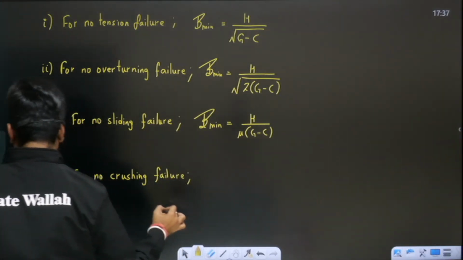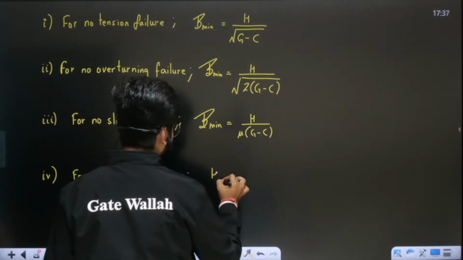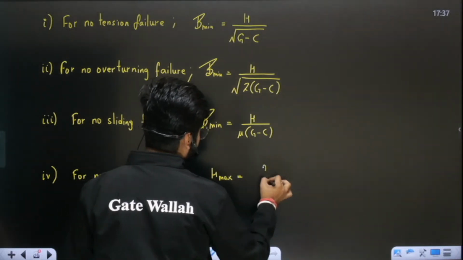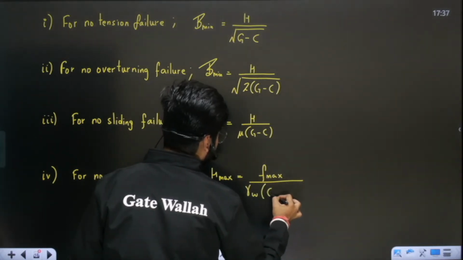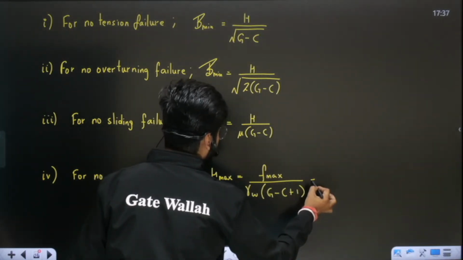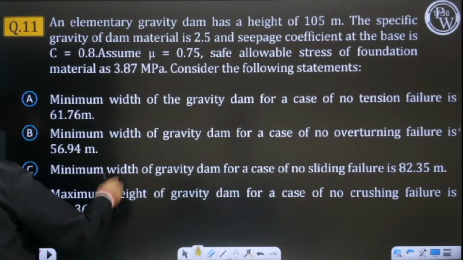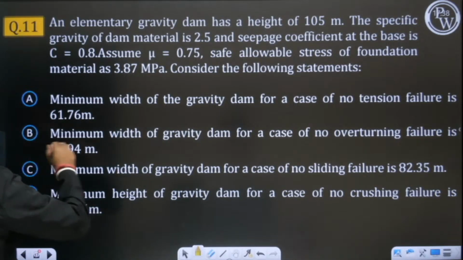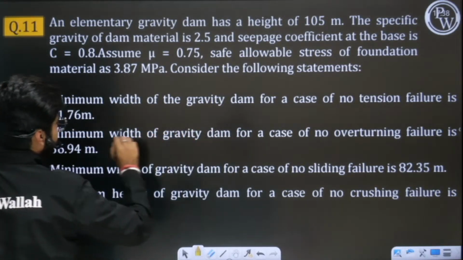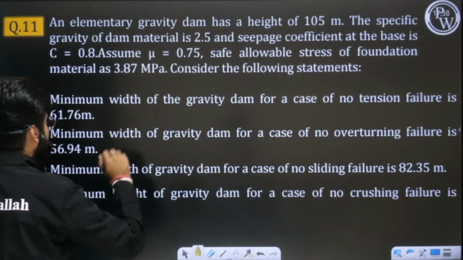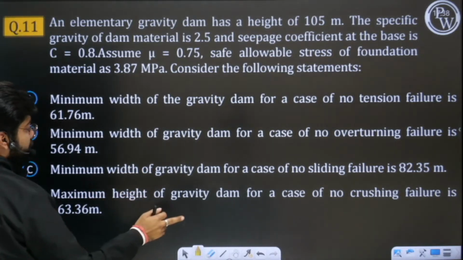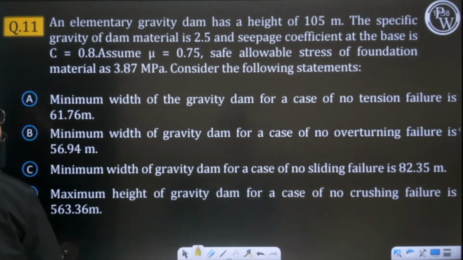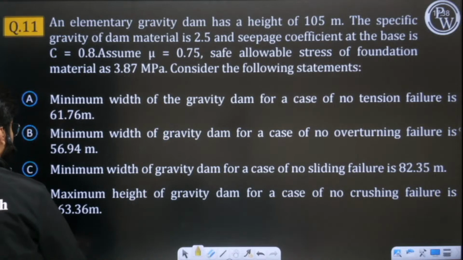For no crushing failure, the maximum height is given by maximum stress upon gamma w times G minus C plus 1. So from these formulas you will find minimum width of gravity dam for no tension, for no overturning, for no sliding, and maximum height of gravity dam for no crushing failure. Everything is given to you. Height is given as 105.